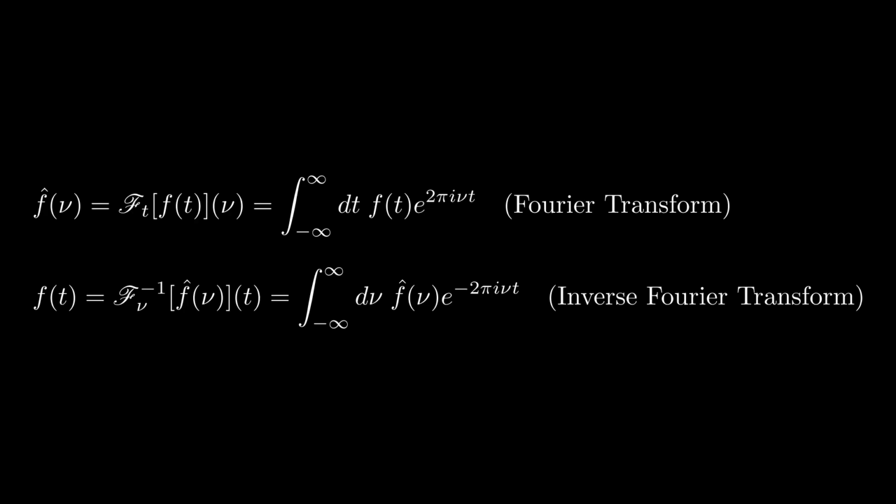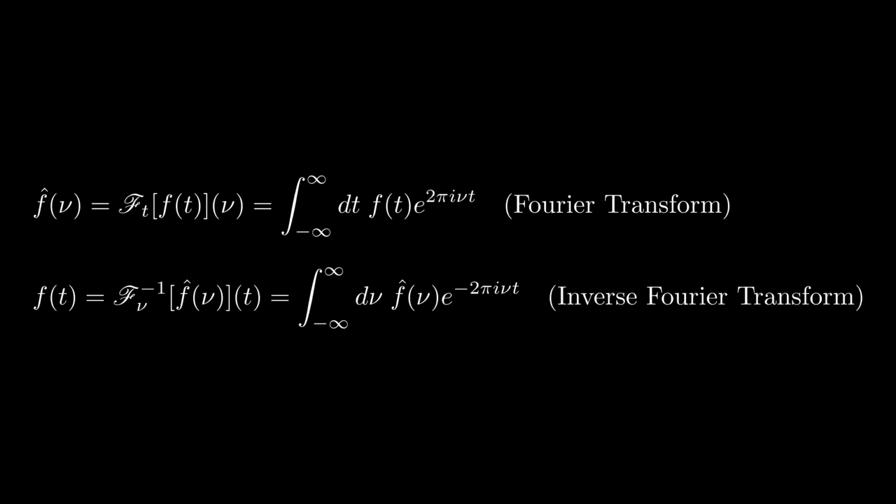Oftentimes, you will actually see these definitions with the signs flipped. For instance, in physics, you will sometimes see Fourier transforms over time with this particular convention, and Fourier transforms over space with the opposite sign, to be consistent with the exponential form of a right-moving plane wave. For our purposes, I am simply defining the Fourier transform in this manner to be consistent with the definitions I will use later on.